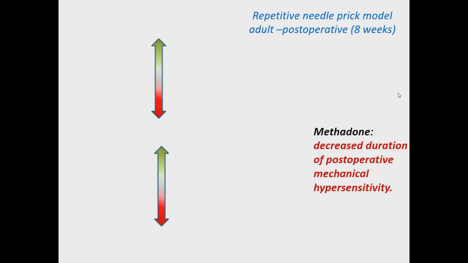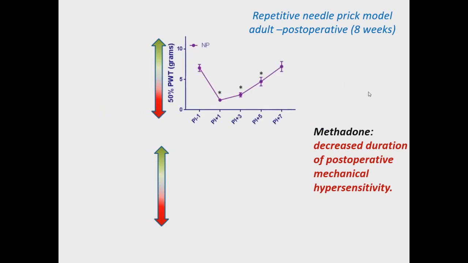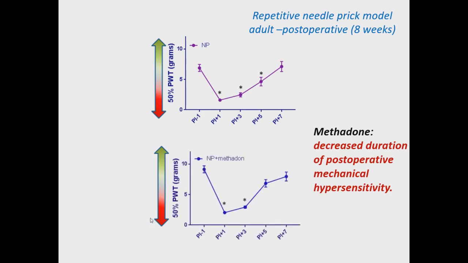We also looked at later stages. So in the adult, I showed you the needle pricks did result in an enhanced and a longer duration of the post-operative pain in these animals, in the needle pricked animals. And if we apply the methadone, we see a reduction. So the methadone provided in the early phases did reduce and did affect the duration of the post-operative mechanical hypersensitivity, as we interpret that as pain.